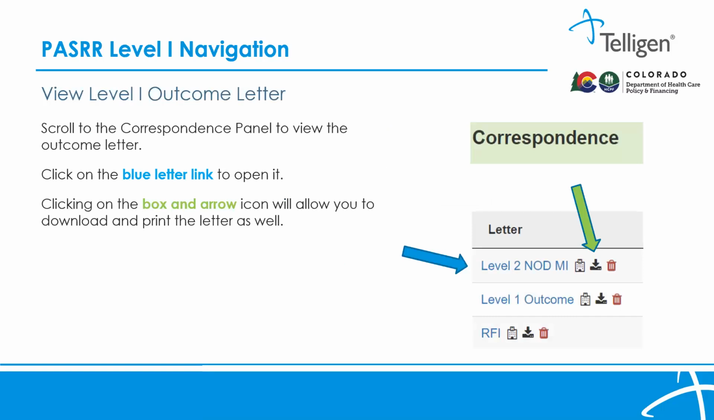At the bottom of that case, you're going to see any letters that are attached. The RFI or the request for information, the level 1 outcome letter, and if applicable, the level 2 NOD also will be there. You can click on any of those links and those letters will open up in another tab for you, and you can print them from there, again, either to a digital file or to a printer, whichever way works for you.